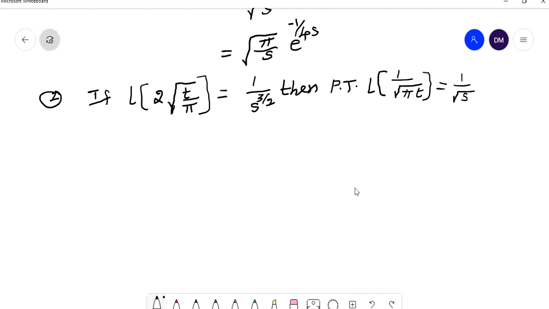So this is the second problem, right. Here first we have to observe the given data: L of 2 into root of t by pi is equal to 1 by s power 3 by 2. Then we have to find the Laplace transform of 1 by root of pi t as 1 by root s. See, in the given data root t is in the numerator, but in the result root t is in the denominator. So what is the derivative of root t? Generally 1 by 2 root t.